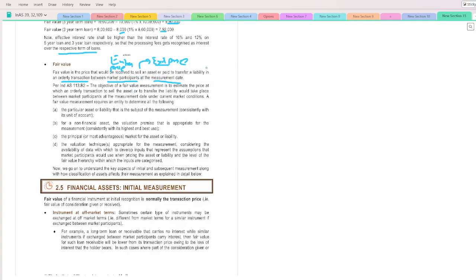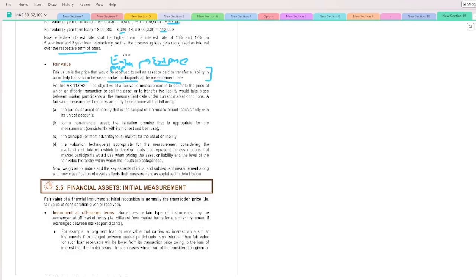So we will be covering this in detail when we see Ind AS 113. Okay, so this is the catch here. For selling an asset, you need to see the exit price, not the entry price. So that is the main catch point here.